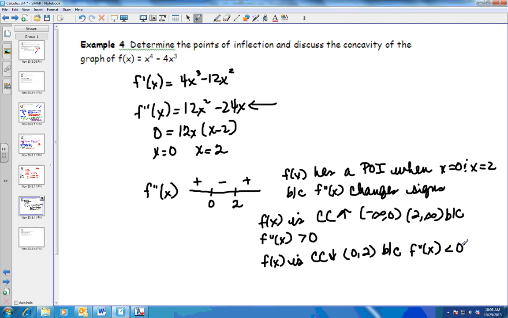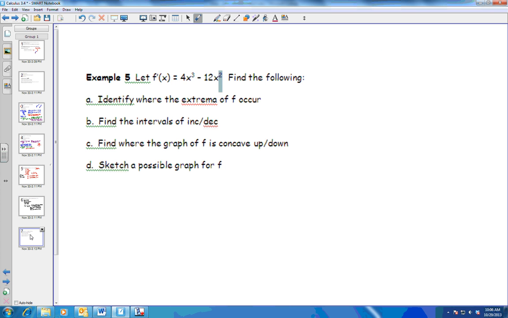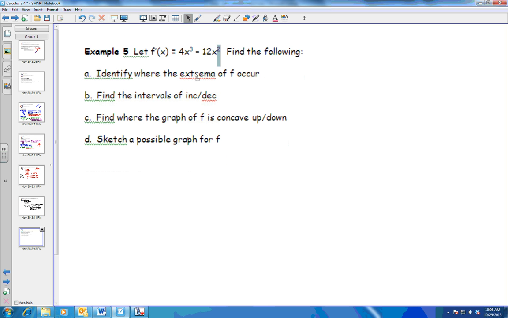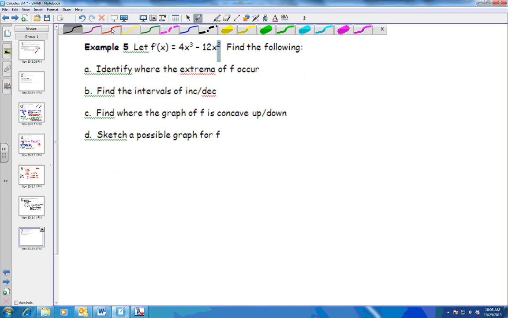Okay, we have one more problem, example 5. Now look at what they gave us. Let f prime of x, they already gave us the derivative. So find the following. Identify where the extrema of f occur.